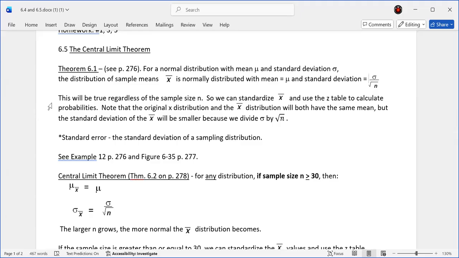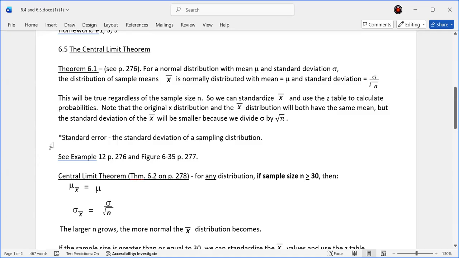We can standardize X bar and use a z-table if we're doing a z-table other than a calculator. We can standardize and use a z-table to calculate probabilities. Now you're going to be able to do this on your calculator if you look over the tech notes, right? Your graphing calculator. Note that the original X distribution and the X bar distribution, they're going to have the same mean. The standard deviation of your X bar distribution is smaller because we divide by the square root of n.